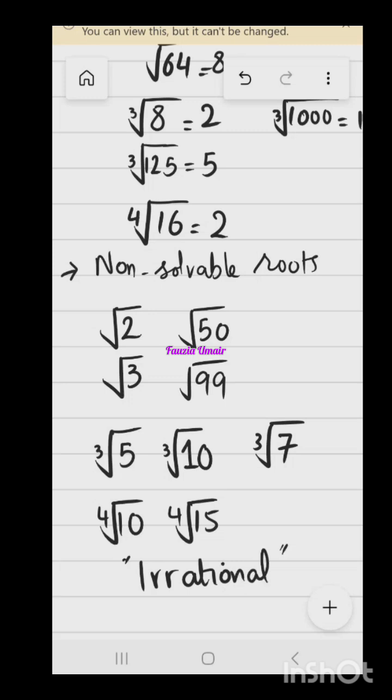And this is very important: in the roots, if you observe, in the first 100 numbers, there are only 10 numbers which are perfect squares. So the rest of the 90 numbers are irrational. Similarly, in the first 1,000 numbers, there are only 10 cube numbers. So what about the other 990 numbers? They are all irrational.